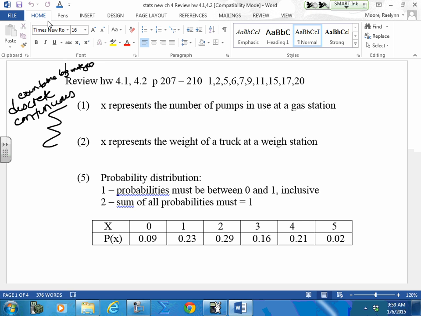So, give me an example of a data set that's discrete. Number of books. The number of books on your desk. You can't have a half a book, right? So the number of books on your desk is discrete. Whole numbers. Any whole numbers. Continuous, therefore, can have fractions, decimals, any part of numbers.